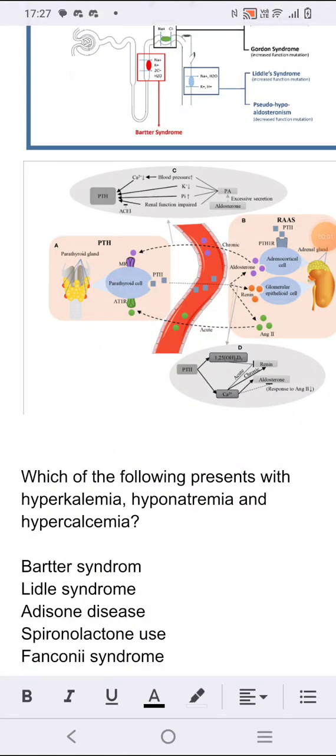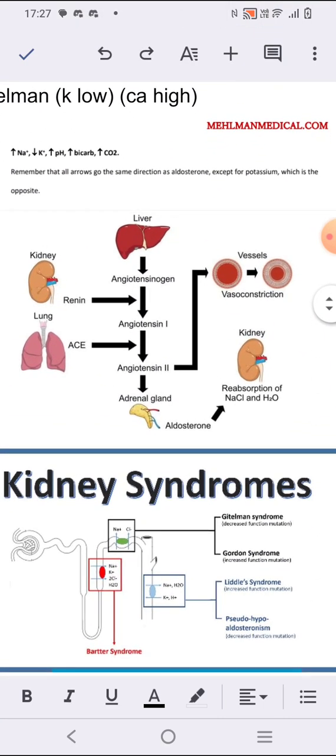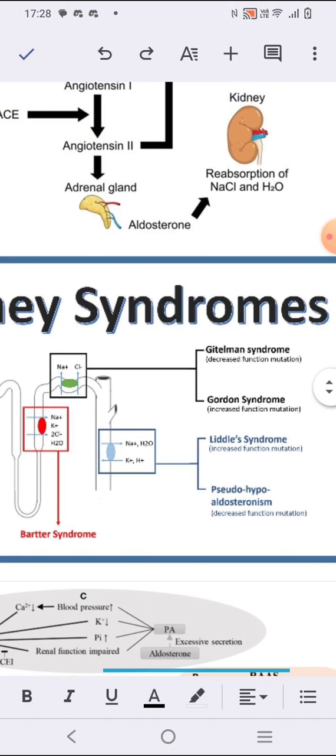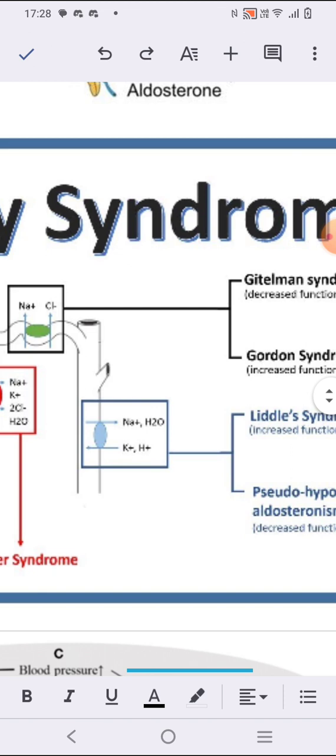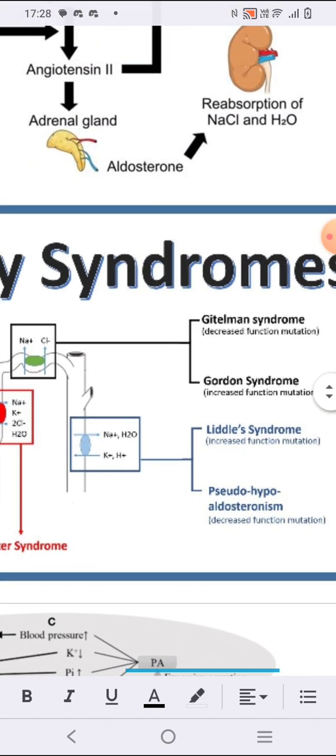Which of the following presents with hyperkalemia, hyponatremia, and hypercalcemia? So before going through the answer choices, let's review the RAS system, right? Only aldosterone is important here. Its end product is aldosterone, and what aldosterone does, it acts on the kidney, in particular the collecting duct on ENaC channels, and it reabsorbs sodium and water, right, and increases circulatory volume.